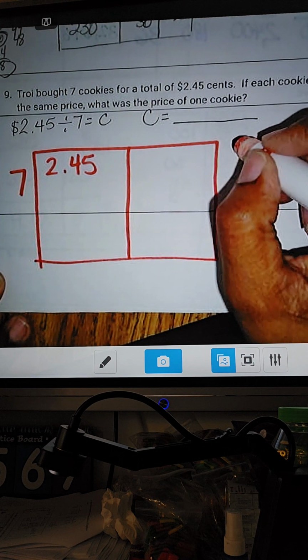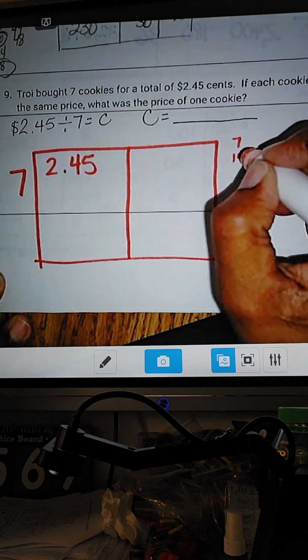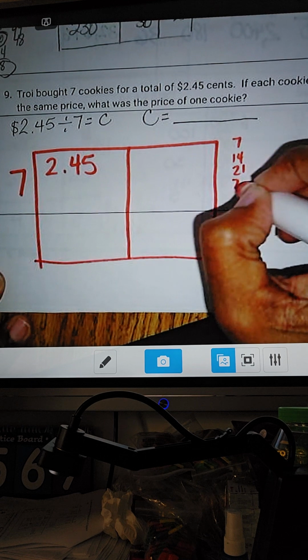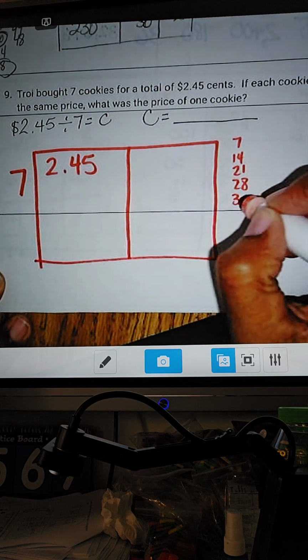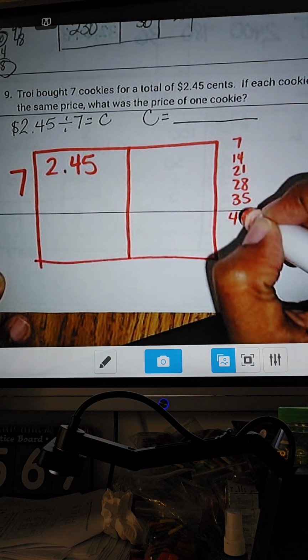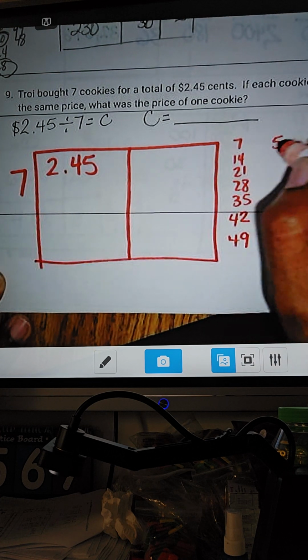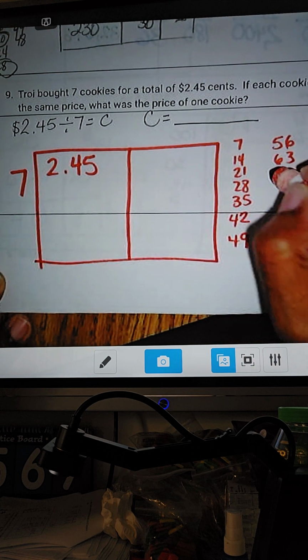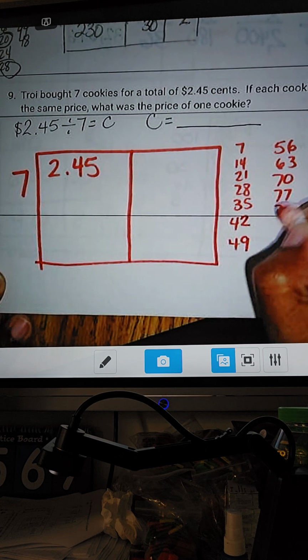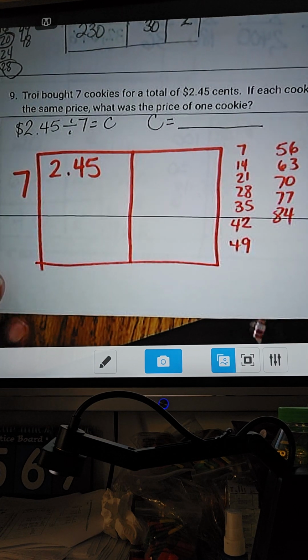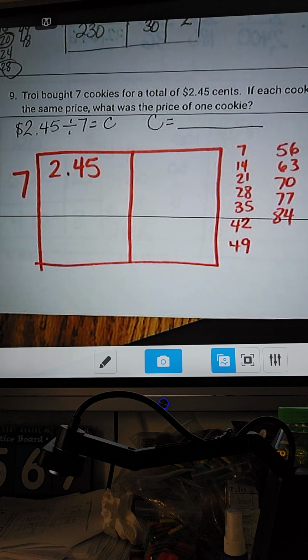All right, your multiples of 7. 7, 14, 21, 28, 35, 42, 49, 56, 63, 77, 84. Okay, those are your multiples of 7.